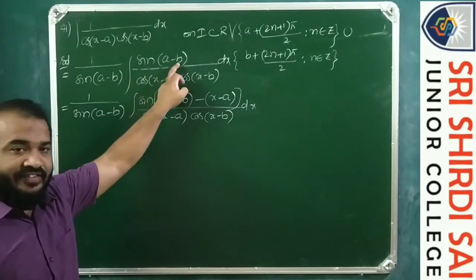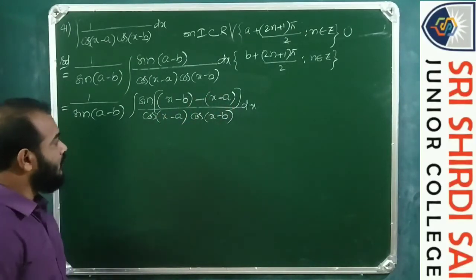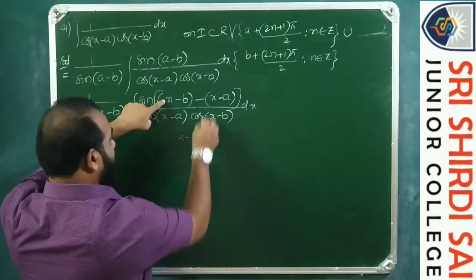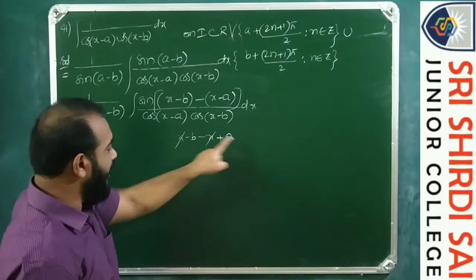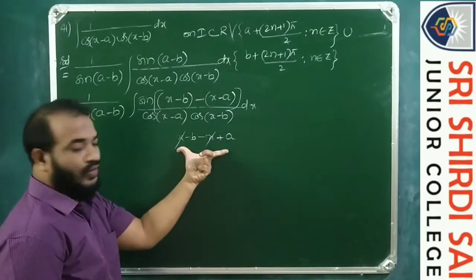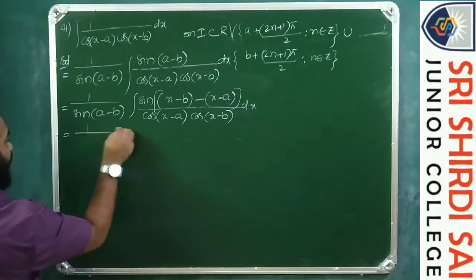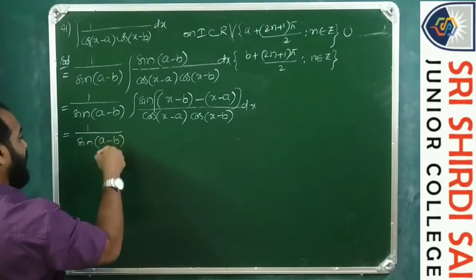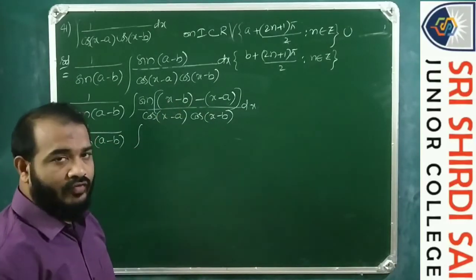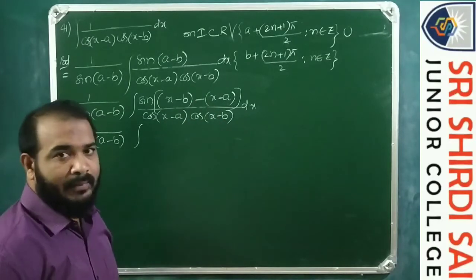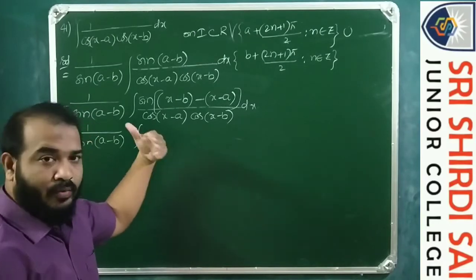Sin of a minus b I have written it to be sin of x minus b minus of x minus a. So because this is x minus b minus x plus a, minus of minus plus, so x gets cancelled. This is a minus b, sin of a minus b only. So this is equals to 1 by sin a minus b integral. We know what is sin of a minus b. Sin of a minus b is sin a cos b minus cos a sin b, which we have discussed in the last problem as well.